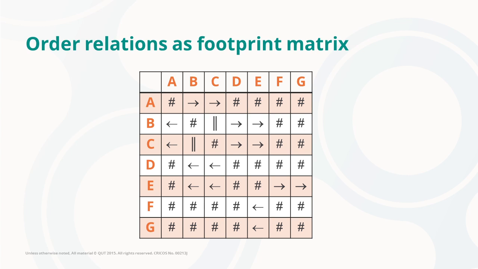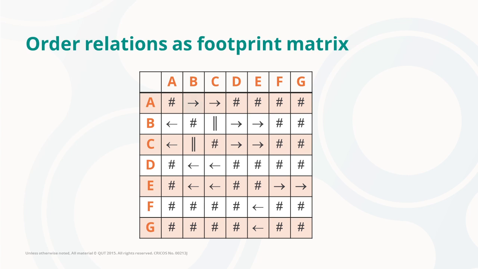You see that this footprint matrix has columns which are called A, B, C, D, E, F, G, and it has rows which have the same names. So it is a quadratic matrix. How do we fill the cells in this matrix? Each cell is showing the relationship that we have identified for the corresponding pair of activities.